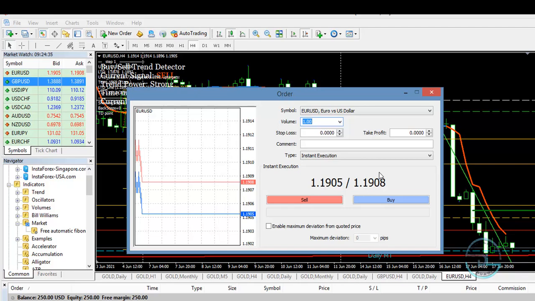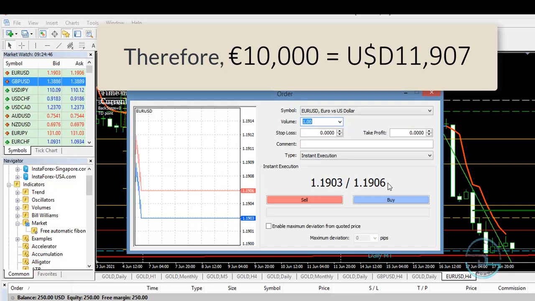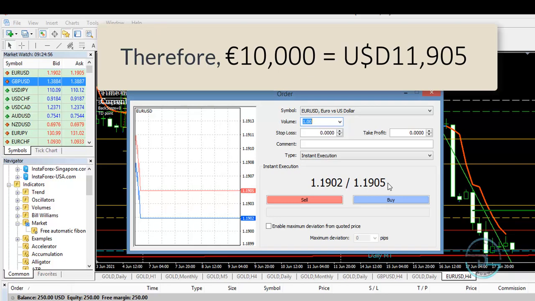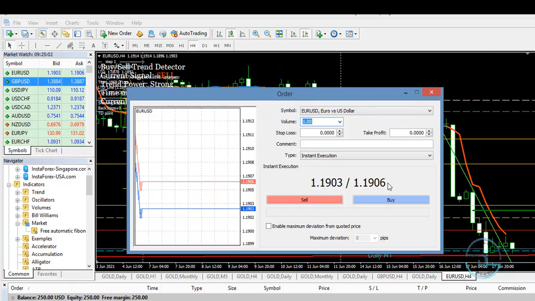And in 10,000, we have 4 zeros. So when we move this decimal point by 1, 2, 3, 4 places, you have 11,907 dollars for 10,000 units of euro. So in other words, 10,000 euros will now be equal to 11,905 US dollars. So that is what it means. That means that's how much you need to put in to take 1.0 volume trade at this price. If it's selling, that means it will be 11,902 US dollars for 10,000 euros.